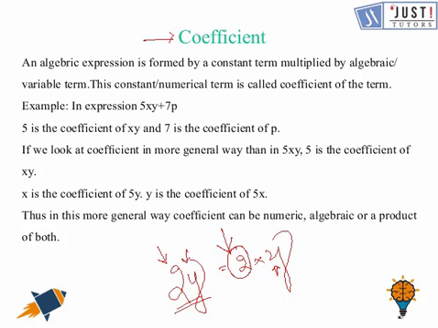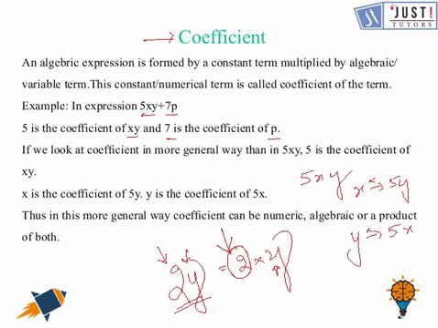If anybody asks you about 5xy plus 7y, we can say that 5 is the coefficient of xy, and 7 is the coefficient of y. Now if we look at coefficient in a more general way, in 5xy, we can say that 5 is the coefficient of xy, or x is the coefficient of 5y, because if we multiply these both, we get 5xy, and also y is the coefficient of 5x. So in a more general way, a coefficient can be numeric, algebraic, or a product of both.